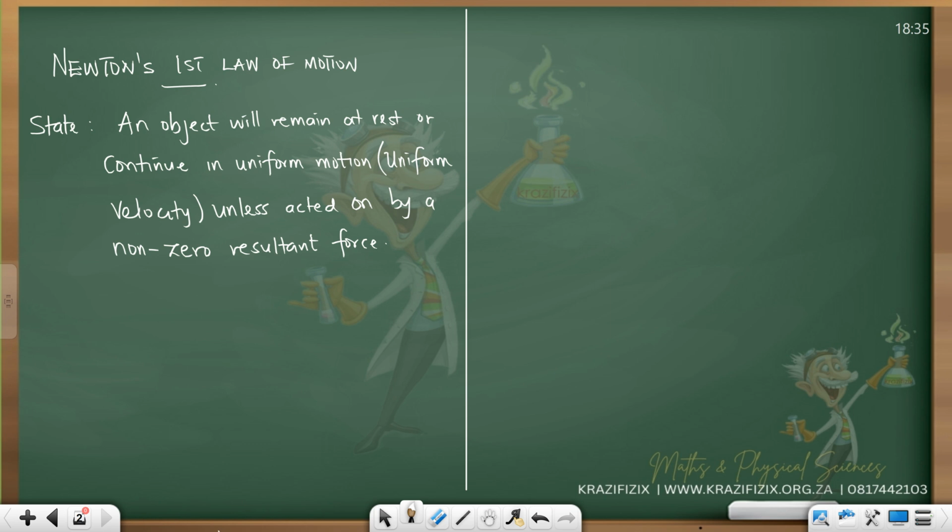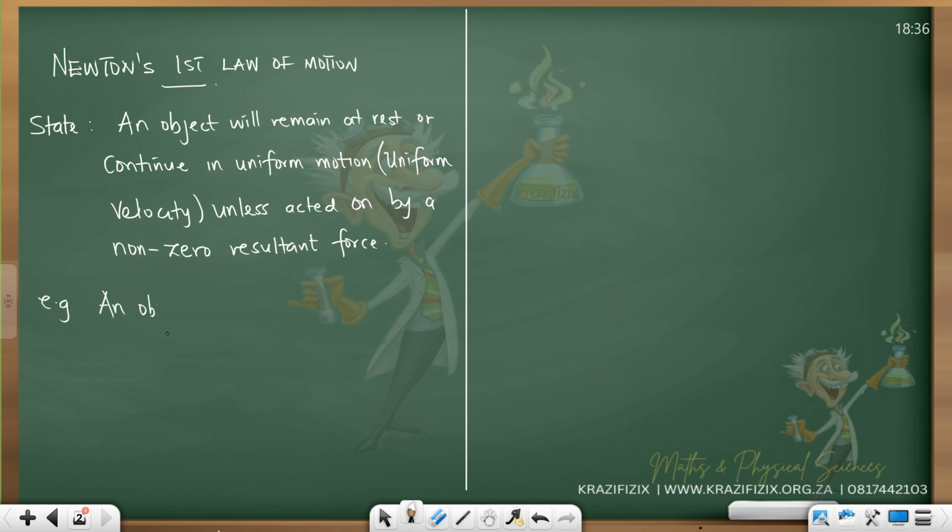Why? When your body is stationary, your body does not want to change position until there's a force that pushes you. Which is a force applied. A non-zero resultant force. That's why also when the car is moving and we stop the car, your body wants to continue in that state. Yes. That is Newton's first law. That the object will remain at rest or continue in a state of what? Uniform motion. Unless acted on by a non-zero force.